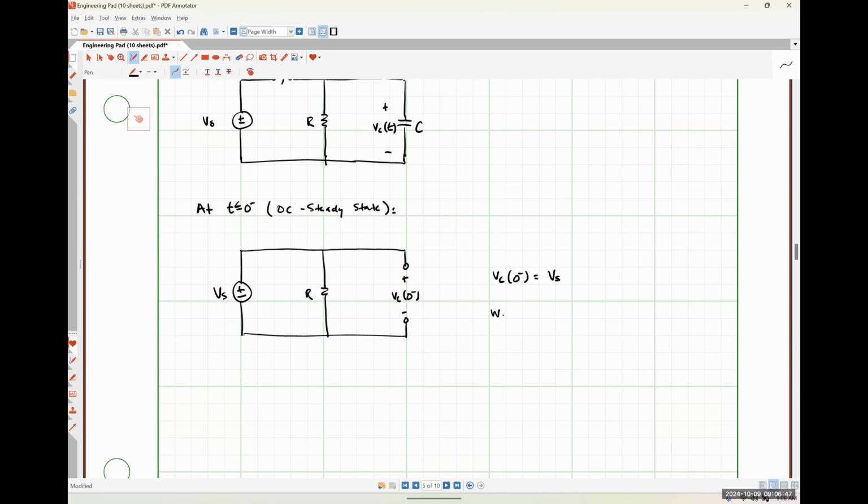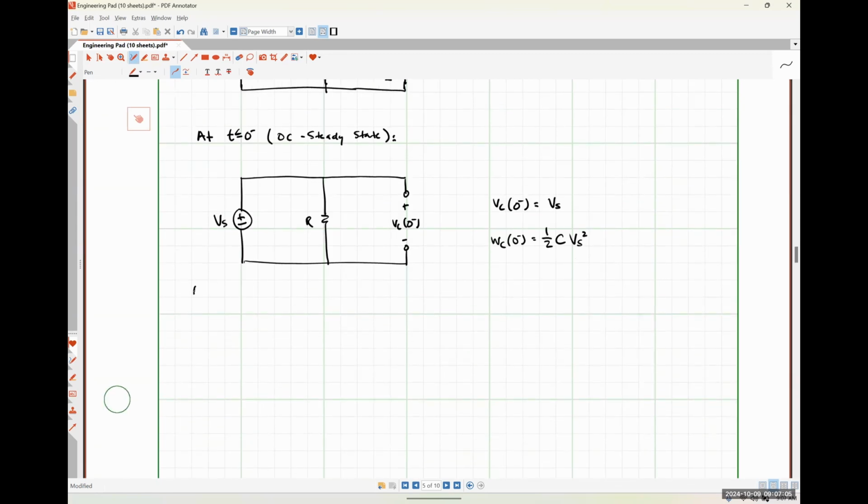So what would the energy stored by the capacitor at 0 minus look like? One half CV squared, right? So 1/2 C times Vs squared.